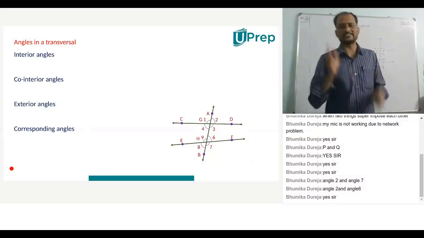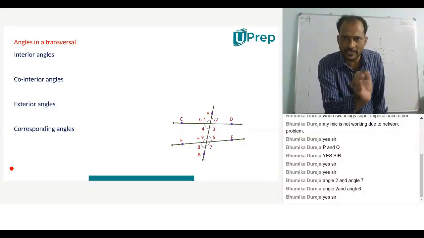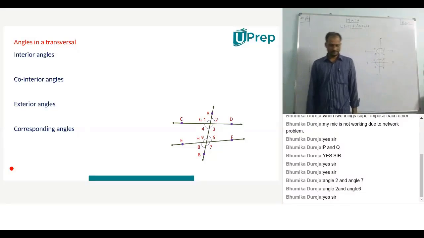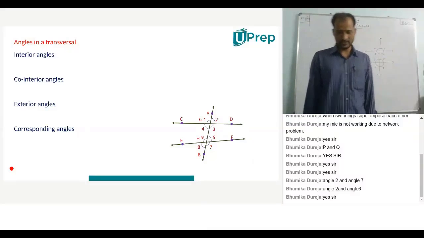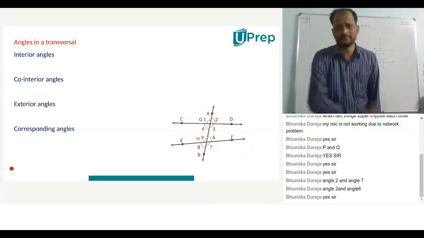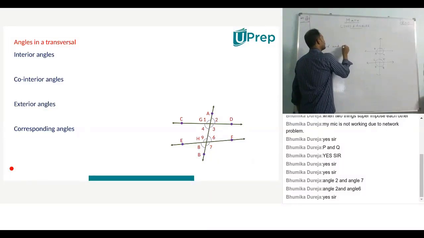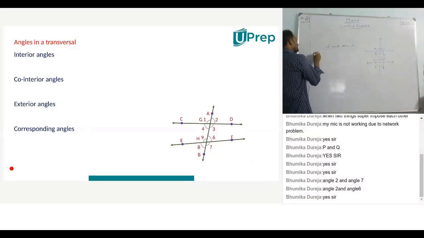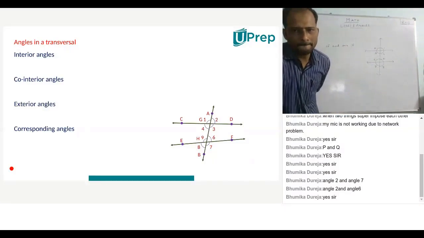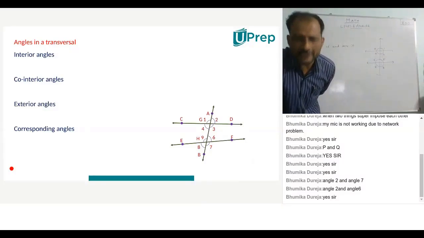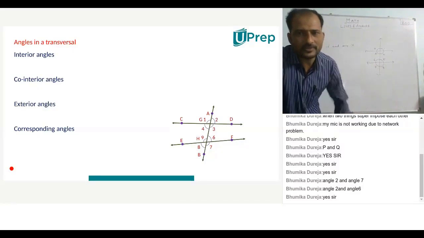A pair of angles are said to be corresponding angles if and only if, next line, first point: one angle is interior and the other is exterior.